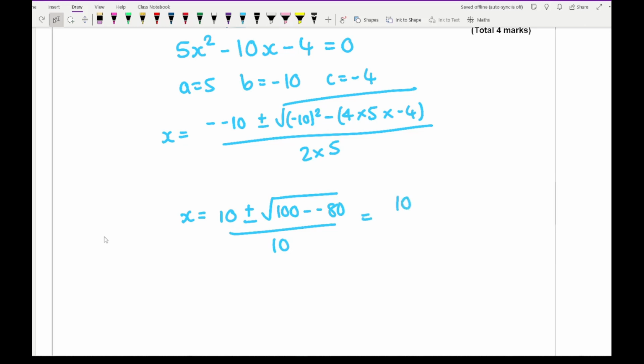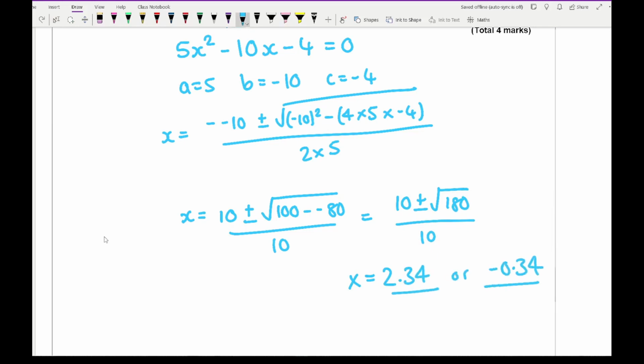So then simplifying all of that, we get 10 plus or minus the square root of 180, all divided by 10. I can then type that into my calculator, in which I get an answer of 2.34 or minus 0.34, and they are to two decimal places.